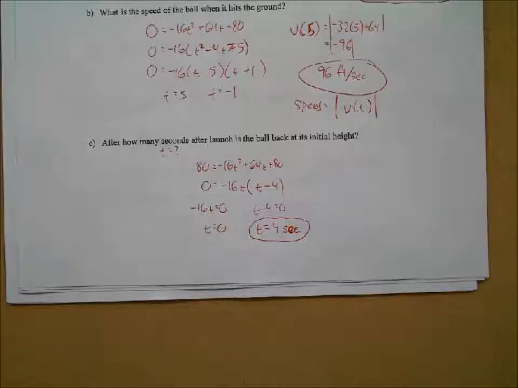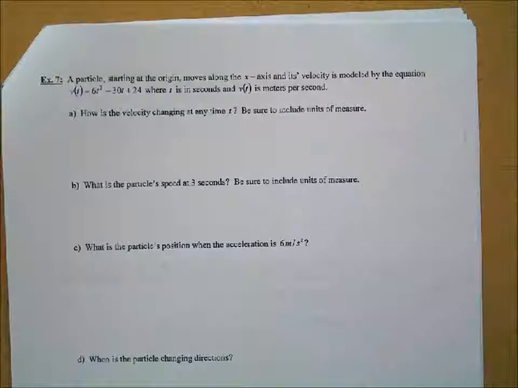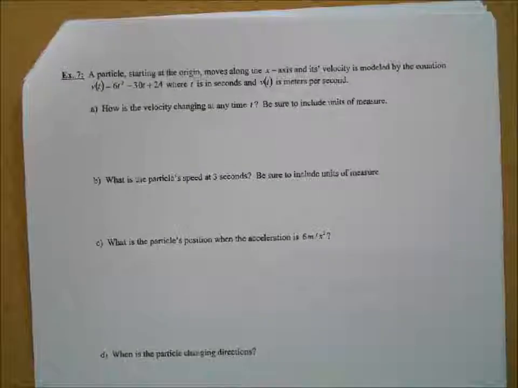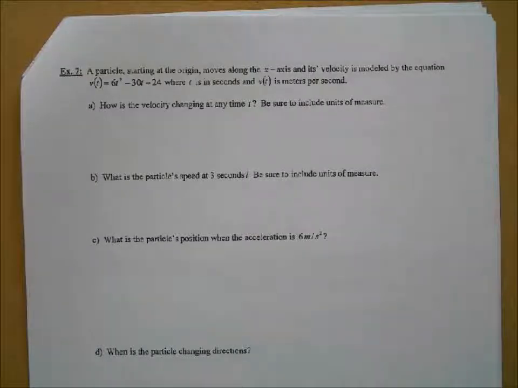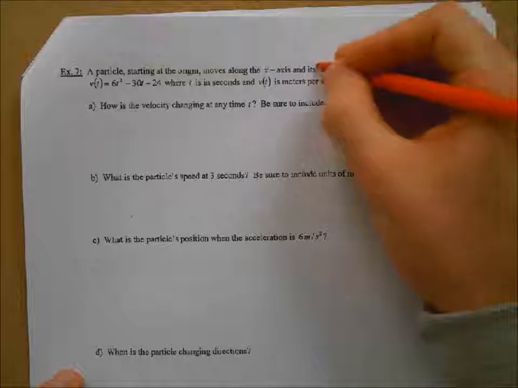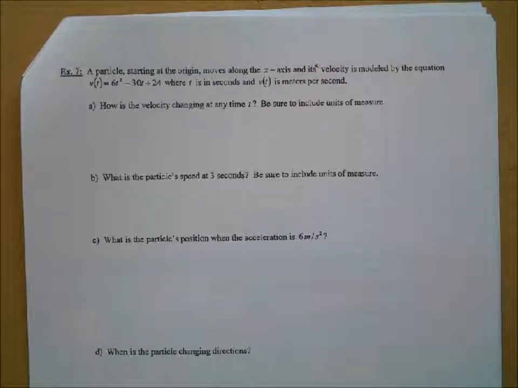Let's take a look at number 7. A particle starting at the origin moves along the x-axis, and its velocity is modeled by the equation v of t equals 6t squared minus 30t plus 24, where t is in seconds and v of t is meters per second. How is the velocity changing at any time t? Be sure to include units of measure.